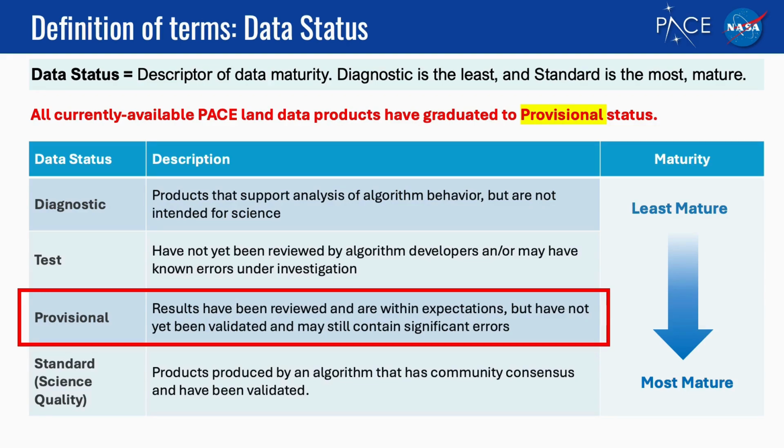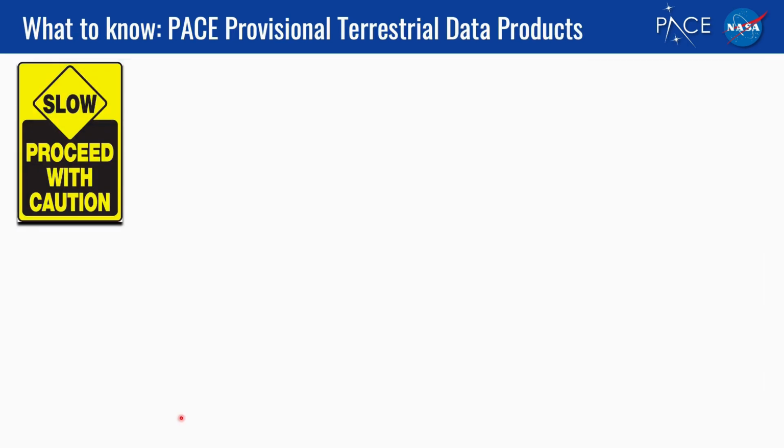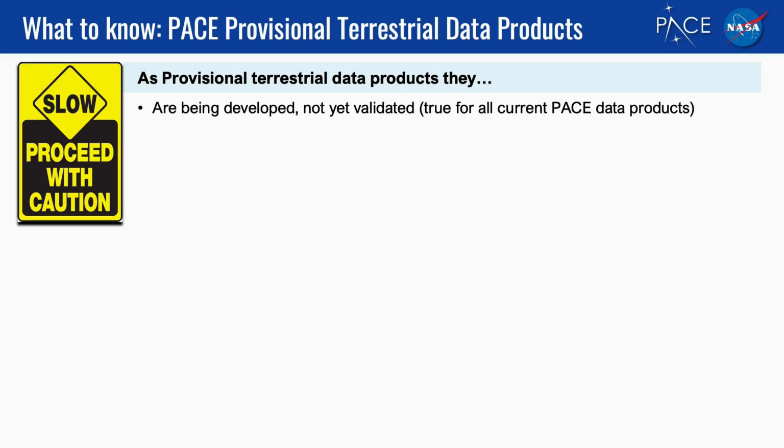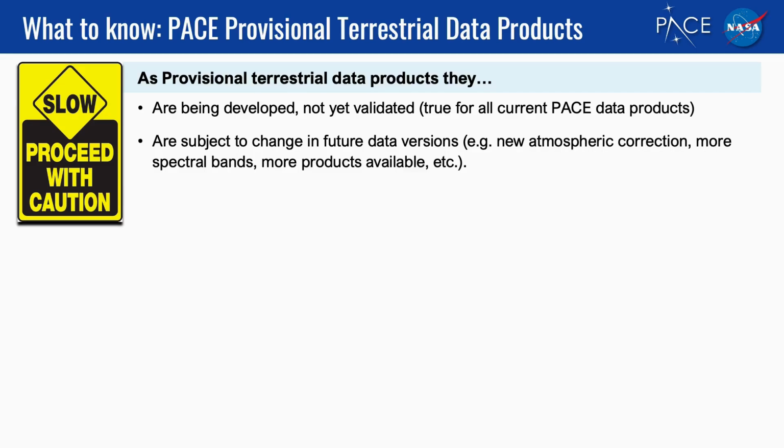So the results have been reviewed and are within expectations, but they have not been validated and may still contain significant errors. So make sure that when you work with your data, have this in mind. Of course, proceed with caution, because as provisional products, that means, like I said, they're being developed, they're not yet validated, and they are subject to change also in future data versions.